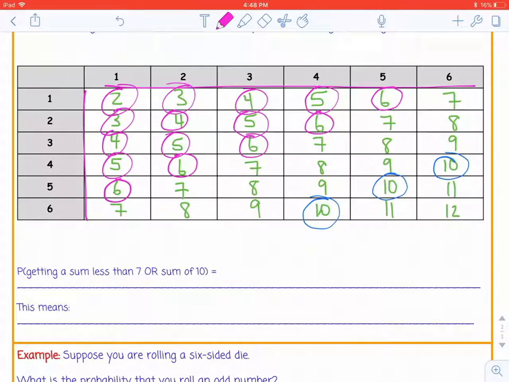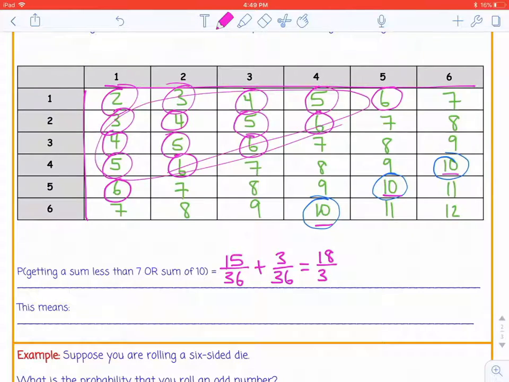Alright, so a sum less than 7 was 15 total options there out of 36 total options altogether of sums we could get by rolling 2 fair die. And then a sum of 10 happens 3 possible times out of 36. But there's never a time where we could get a sum of less than 7 and a sum of 10 at the same time, so there's no need to subtract any of the overlap, so we could just combine those to be 18 out of 36, which is 1/2 or 50%.